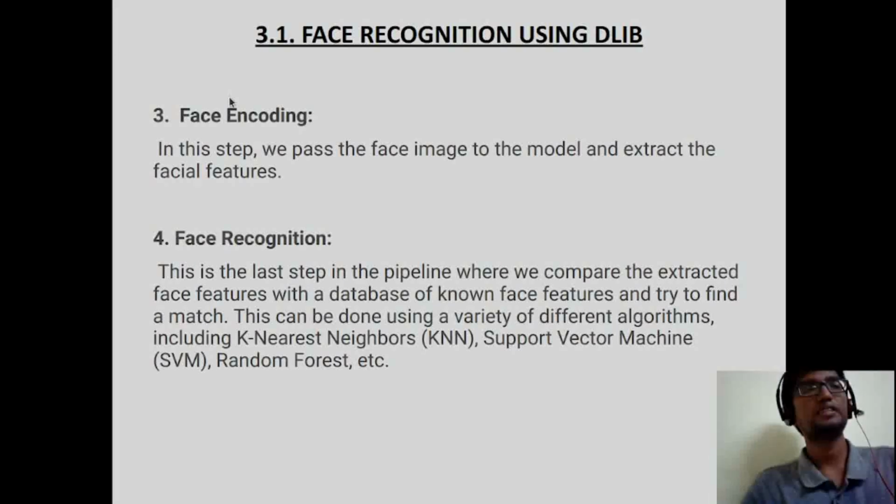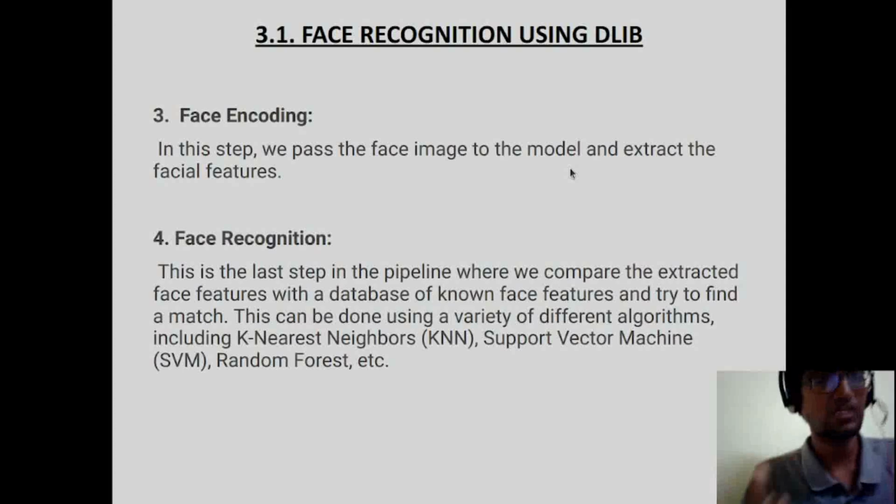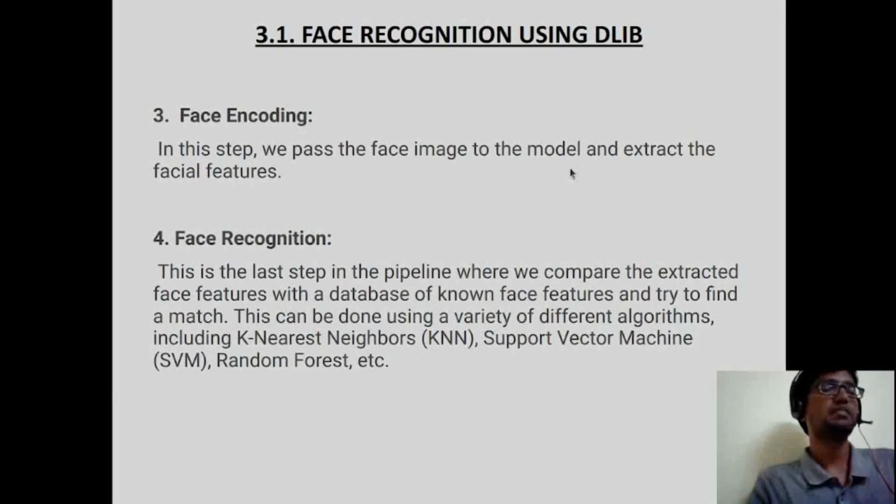This is the major thing. We are using face encoding so that we process the face image through the model and extract the features of the face. Feature means this is the nose part, this is the eye part, this is the mouth part. That is the feature of this face. That is the major thing. And finally we get face recognition.